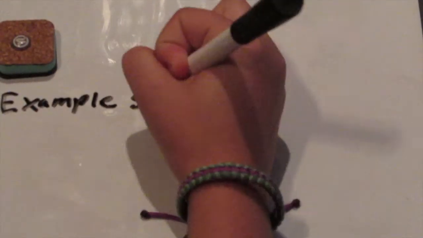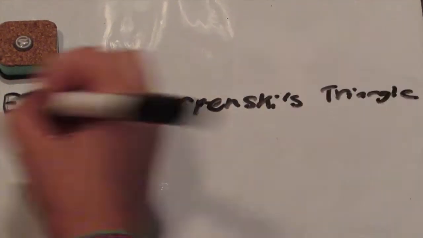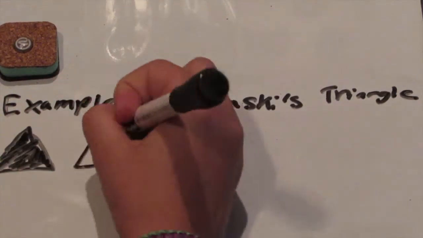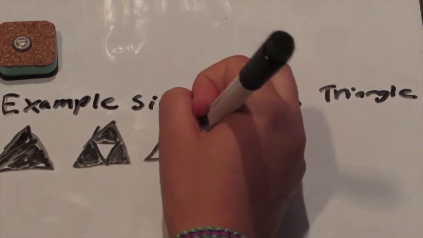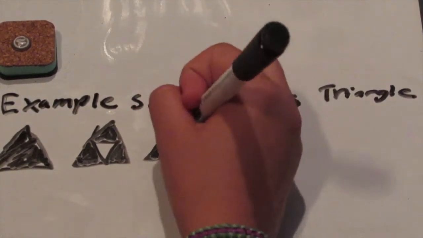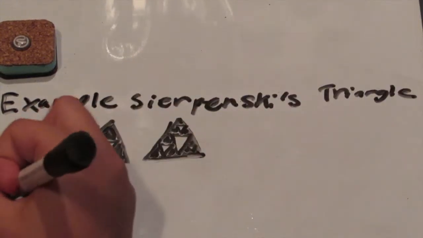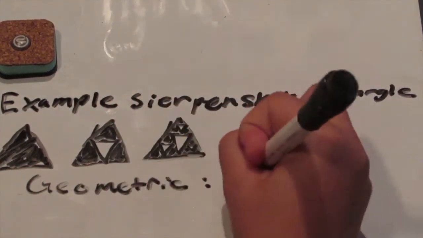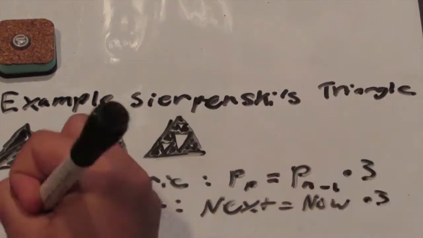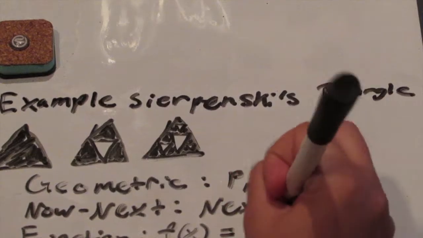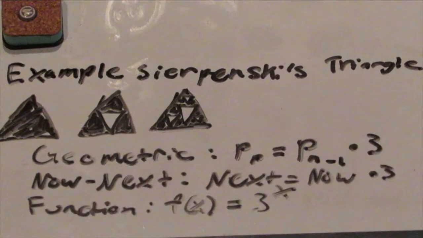Now let's look at the example of Sierpinski's triangle, a famous fractal. In Sierpinski's triangle, a non-shaded triangle facing downwards is added to the middle of the shaded triangles infinitely. The amount of shaded triangles in each iteration of this fractal can be shown in 3 different ways: in the geometric series of p of n equals p of n minus 1 times 3, in the now-next equation of next equals now times 3, and in the exponential function of 3 to the power of x.